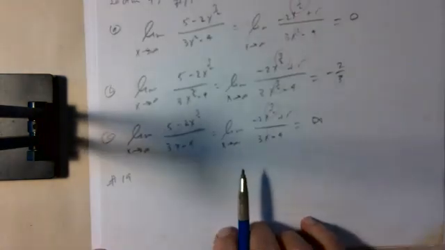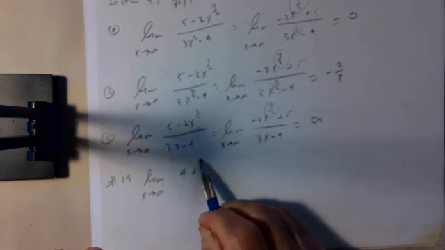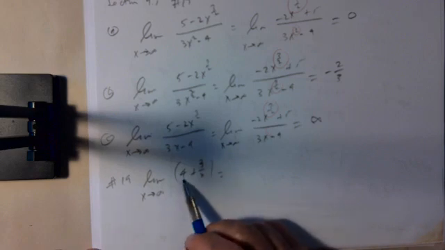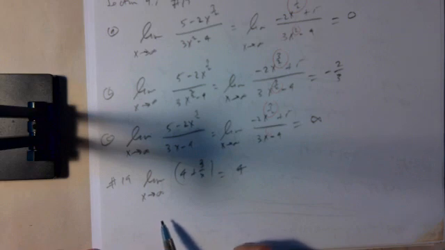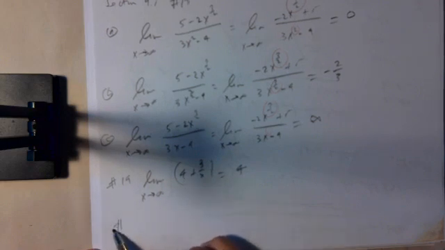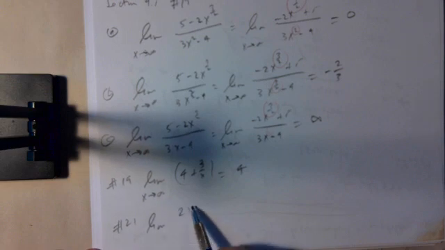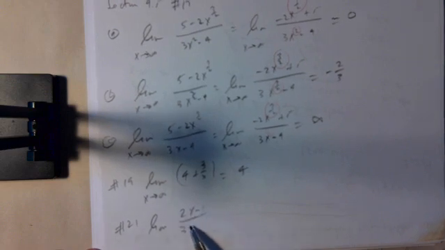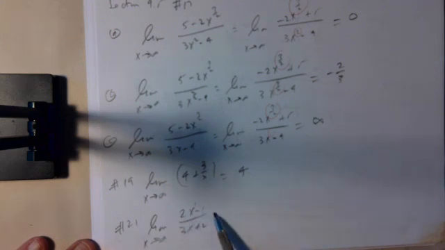Number 19, we have the limit as x goes to infinity, 4 plus 3 over x. 4 goes to 4, and 3 over x goes to 0. So the limit is 4. And number 21 is the limit of 2x minus 1 over 3x plus 2. The highest powers of x in numerator and denominator are the same. So the limit will be 2 over 3.